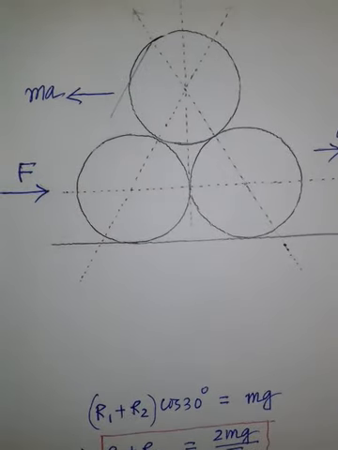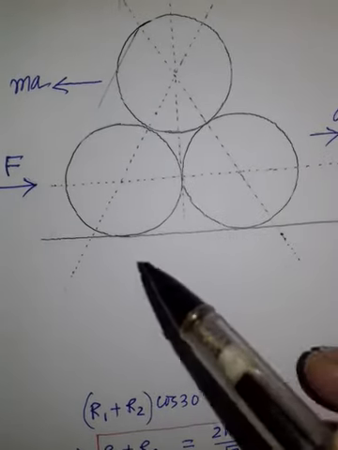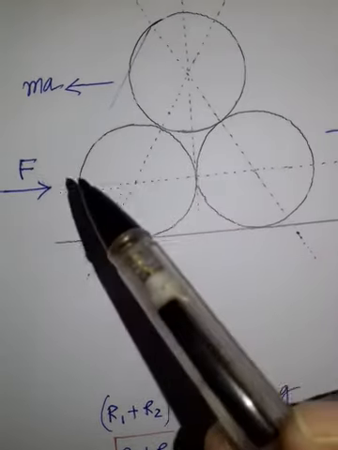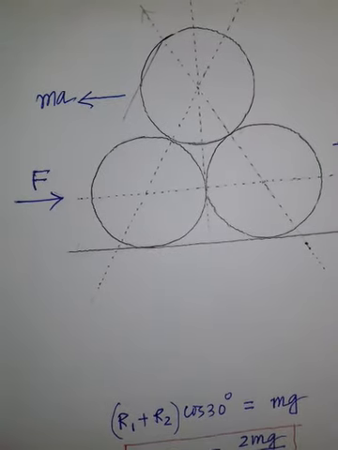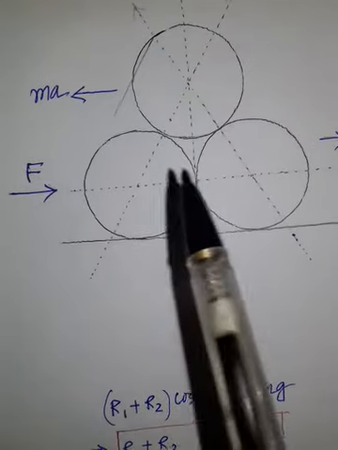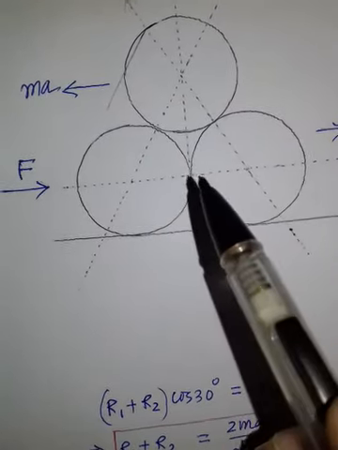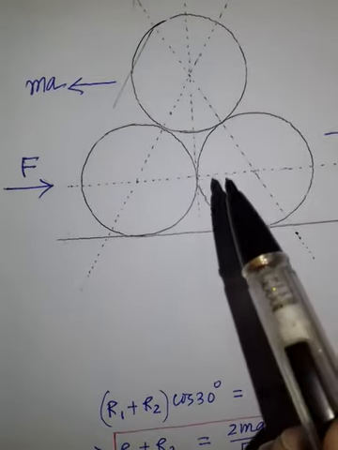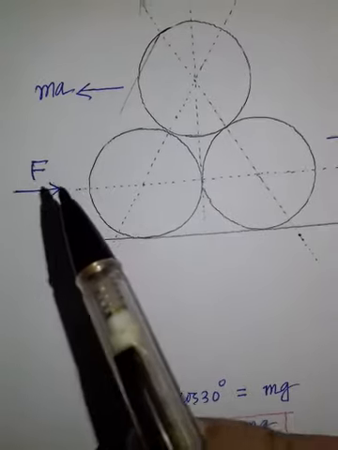This is the famous problem of the stack of three smooth cylinders on a smooth horizontal floor acted on by a horizontal force F. We have to find out the range of this horizontal force so that these three cylinders will remain in contact. First, we will consider the case when the horizontal force is absent.